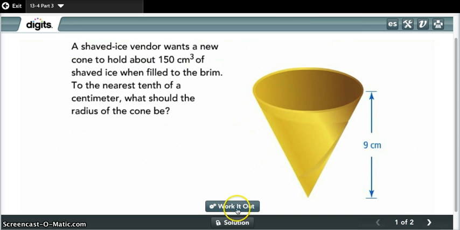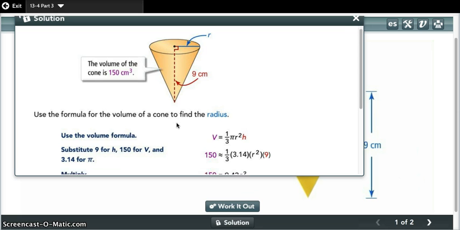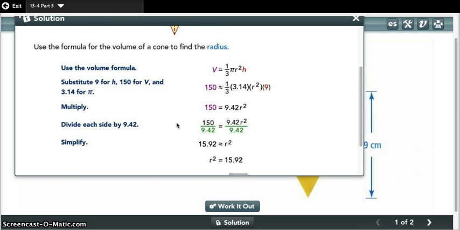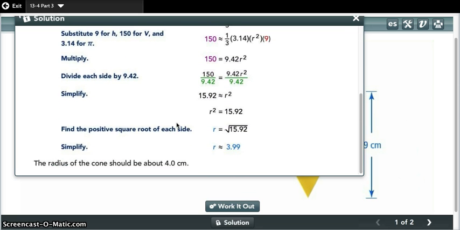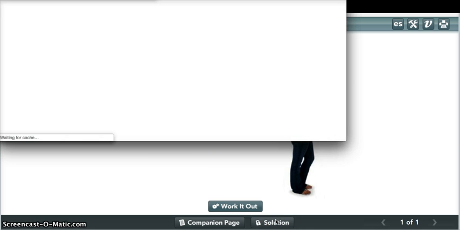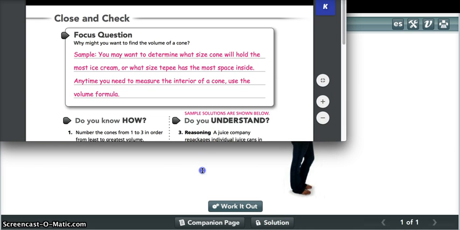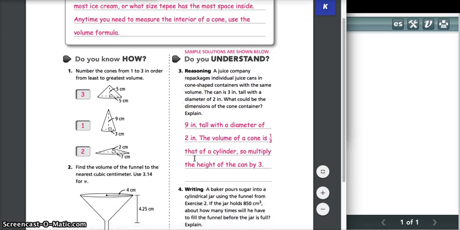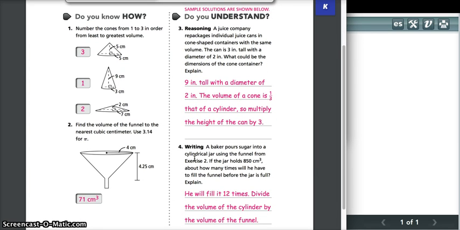Okay, and I'll pull up the solution here for you to take a look at. Pause the video if you need to take a closer look at any of it. And then go ahead and grab your close and check and complete the questions. And then we will go over the solutions here. When you're ready, you can pause the video so you can view these answers and then you are all set. Great job on the volume of a cone today, everyone.